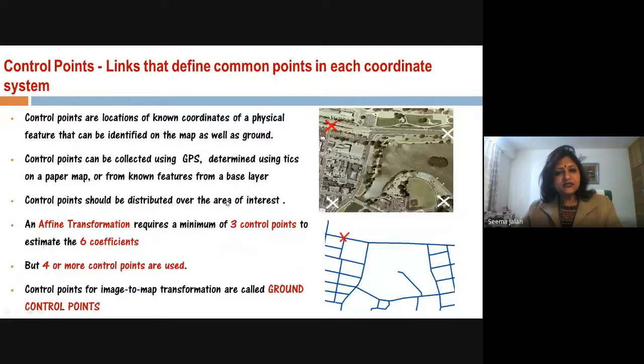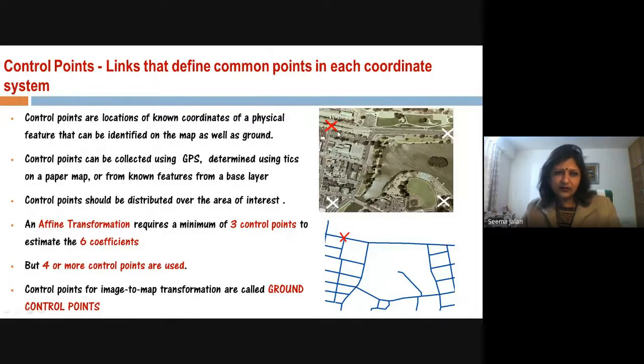Control points should be distributed over the area of interest. We always have to remember that if you want to use three control points, these three control points should be scattered over the entire data. It should not be that you have a very good T point here, a very good point here, and a very good point here, and you say, I'll take these 3 points. No. You should take one here, one somewhere here, one somewhere here. Whatever control points you are using, they should be scattered across the entire area.